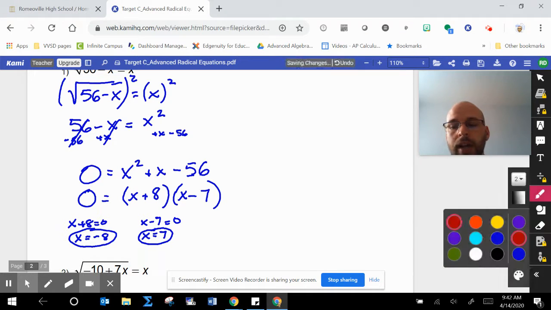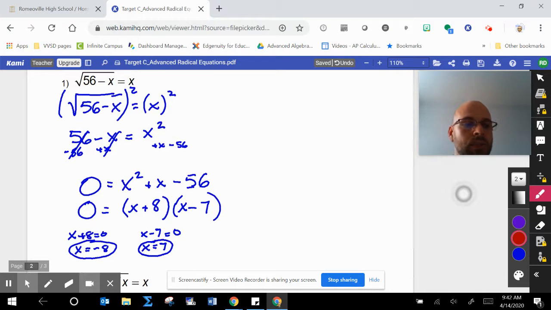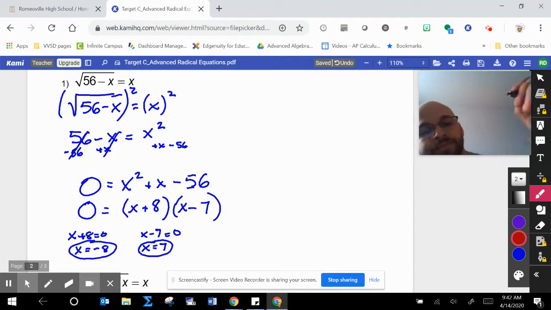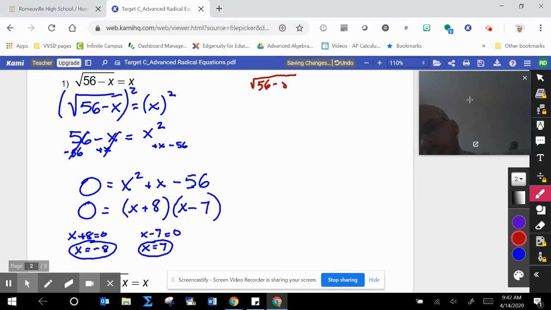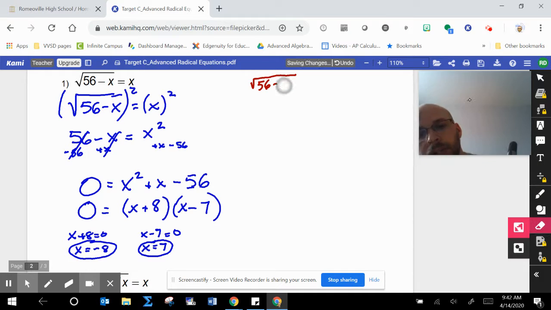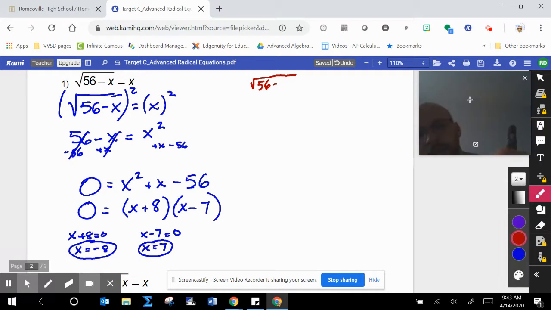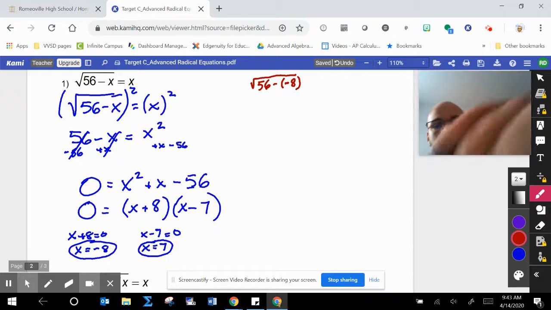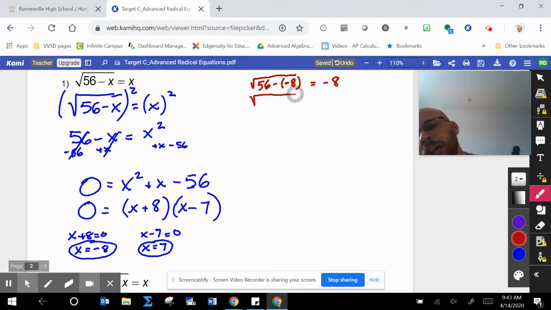Now we need to check these solutions because in these problems, we typically have some sort of extraneous solutions that we have to worry about. So I'm going to start by checking the negative 8. So if I plug that in, so if I say the square root of 56 minus 8, I'm sorry, let me erase that. It's going to be minus a negative 8, right? So I'm substituting in a negative 8 for x equals negative 8.